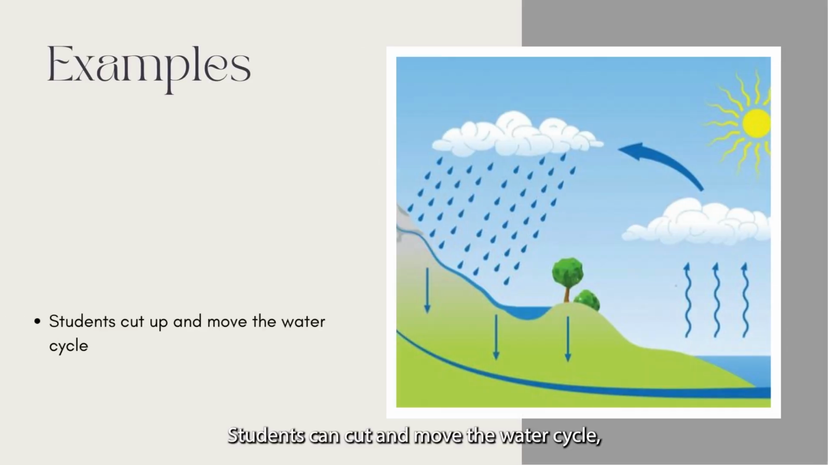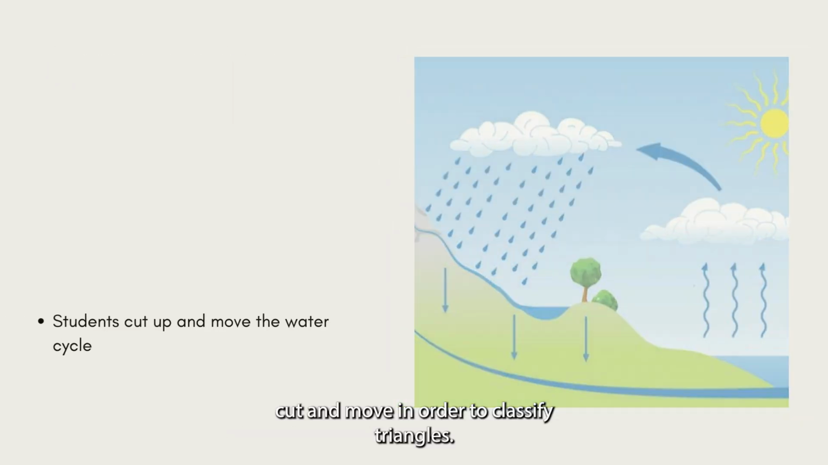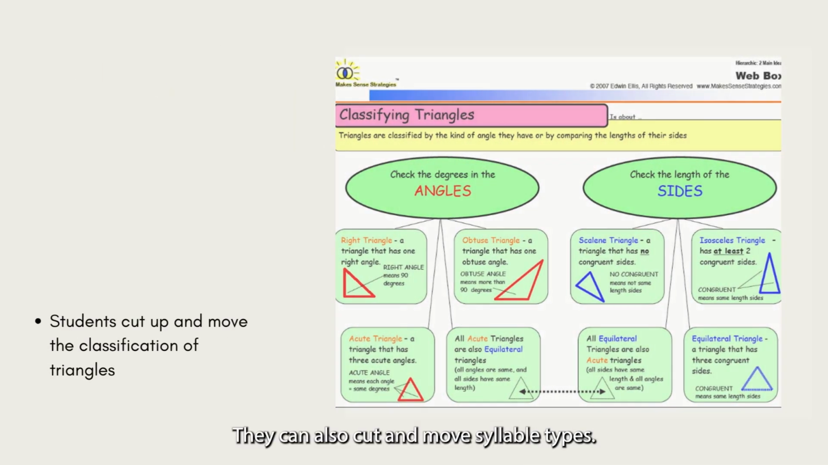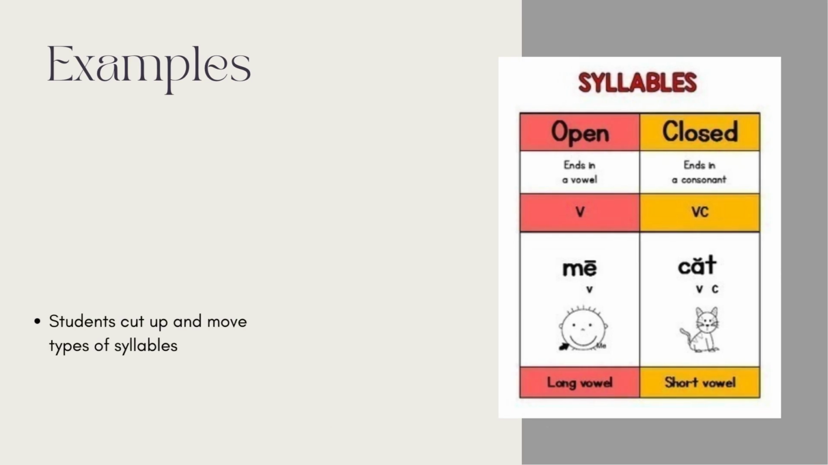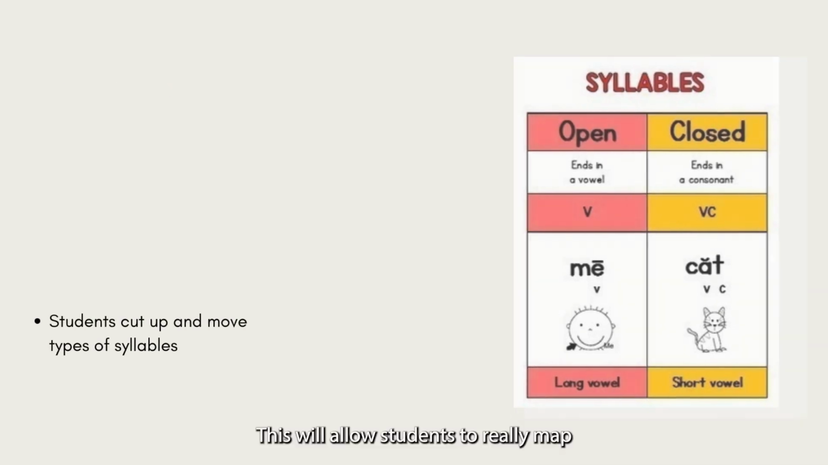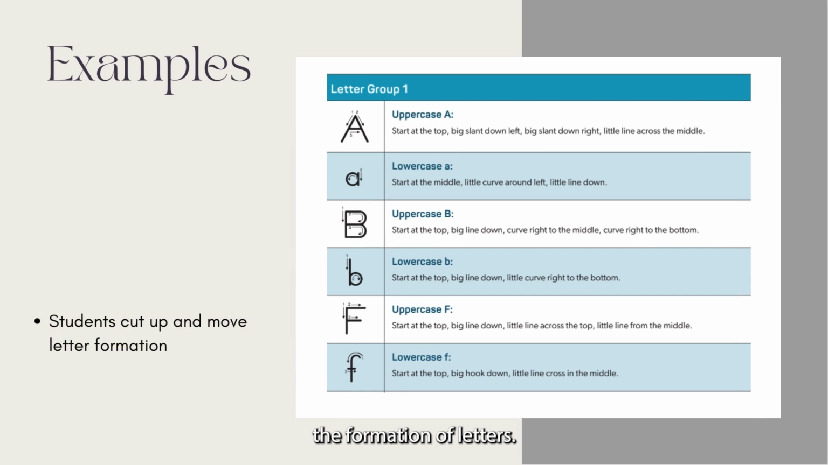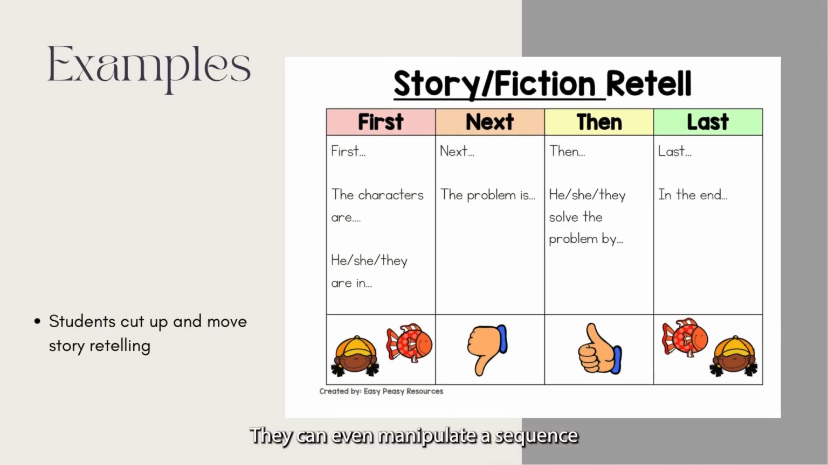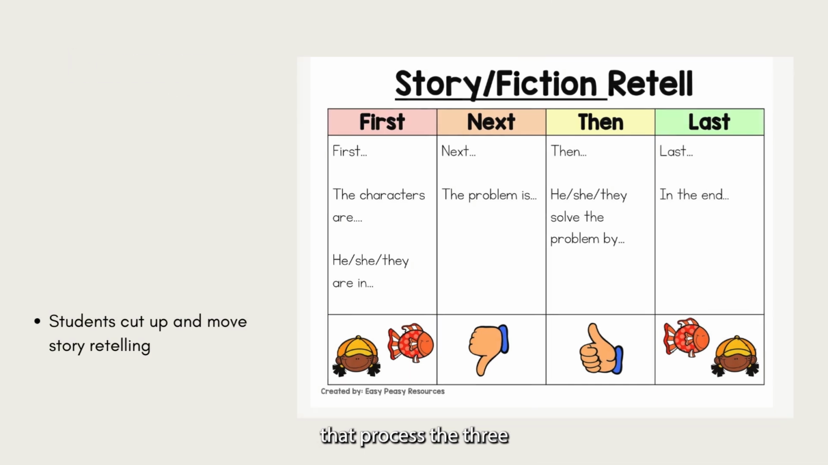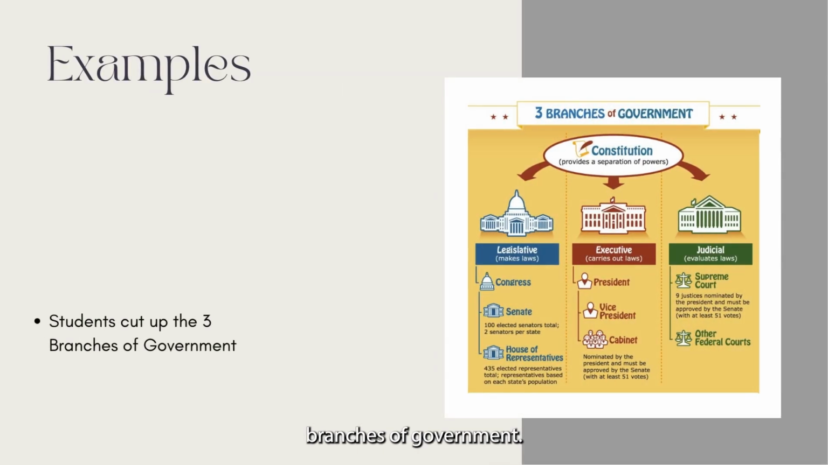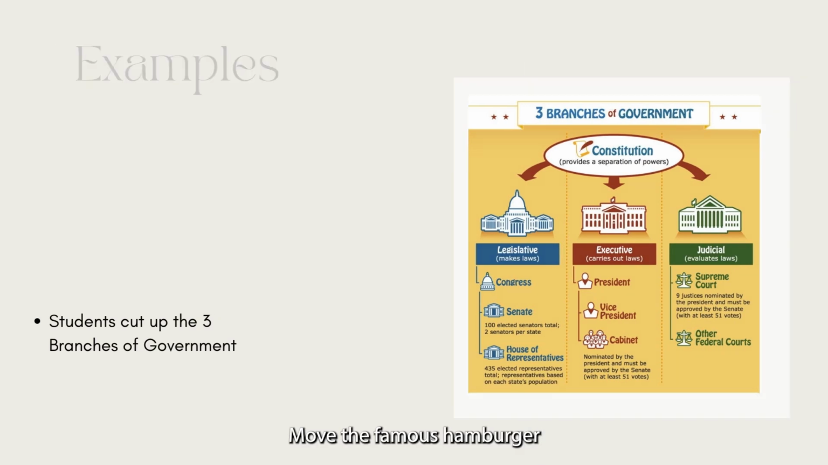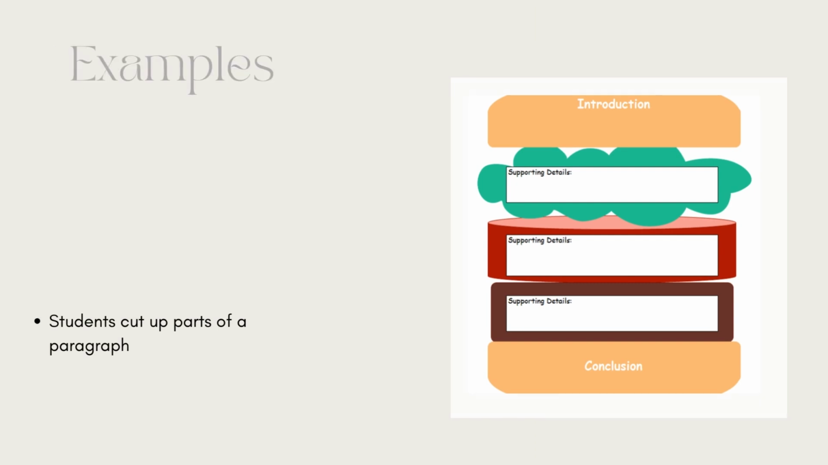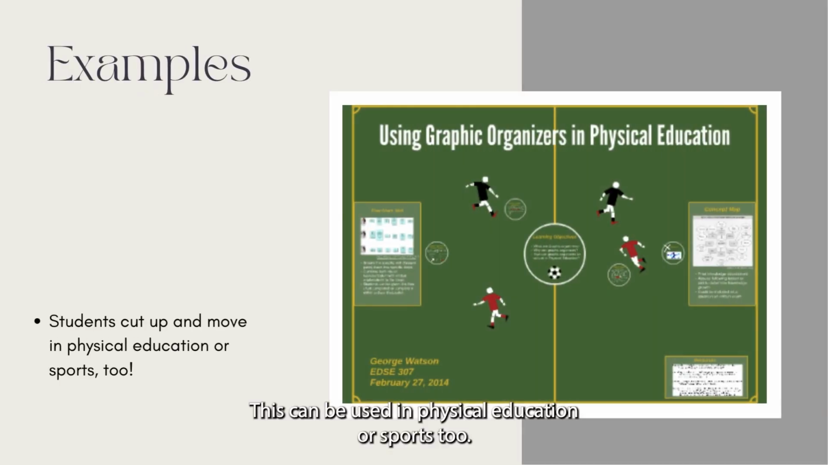Students can cut and move the water cycle, cut and move in order to classify triangles. They can also cut and move syllable types. This will allow students to really map the formation of letters. They can even manipulate a sequence, process the 3 branches of government, move the famous hamburger for parts of a paragraph. This can be used in physical education or sports too.